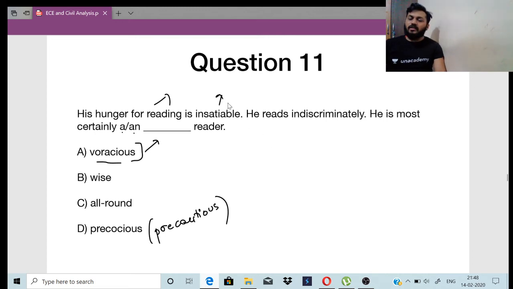Insatiable means it is not countable, it is beyond counts, beyond limits. You can't express his love in numbers like infinity, right? Infinity, okay? He is a wise reader, what does that mean? What does wise mean? He is intelligent, right? Intelligent and smart.